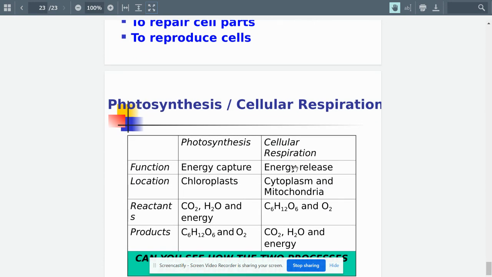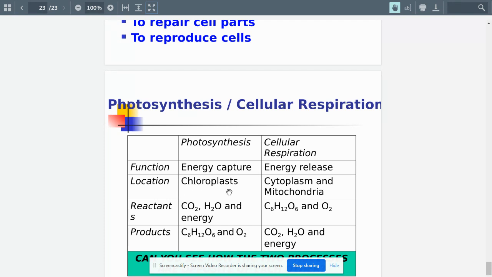And then finally, just a little comparison here. If you look at this comparison, it really highlights how these two reactions are opposite each other. So if we look at the point of the reactions, the function, why the reaction happens, photosynthesis is for energy capture, capturing energy from the sun and having the plant use it to create food. Energy release, which happens in cellular respiration, is the exact opposite. It's taking the energy that's locked up in glucose and releasing it. So two different processes opposite of each other.